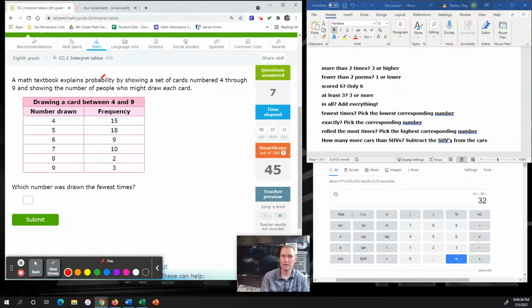All right. A math textbook explains probability by showing a set of cards numbered 4 through 9 and showing the number of people who might draw each card. Which number was drawn the fewest times? So what we're going to do is check the frequency and find the smallest frequency. The smallest frequency is a 2. Therefore, the number 8 card was drawn the fewest times.